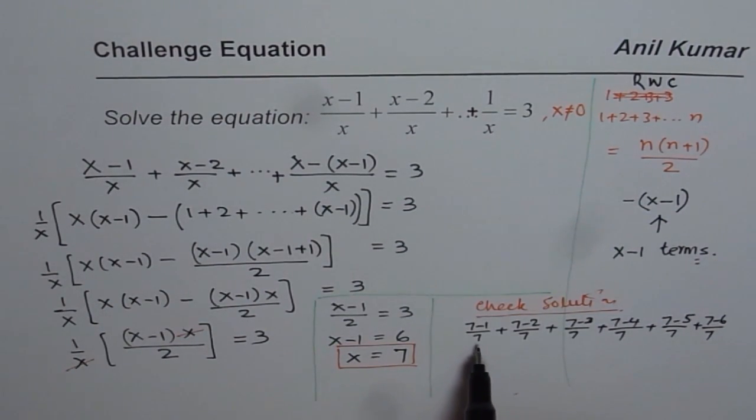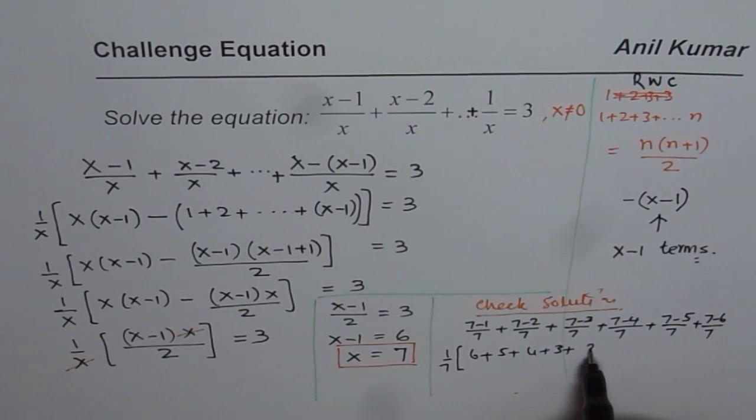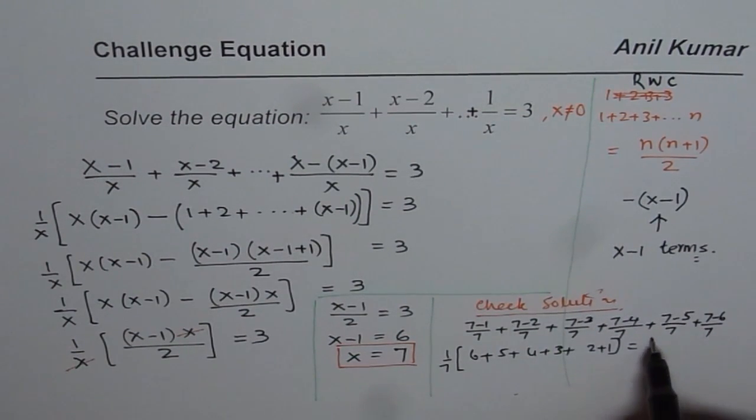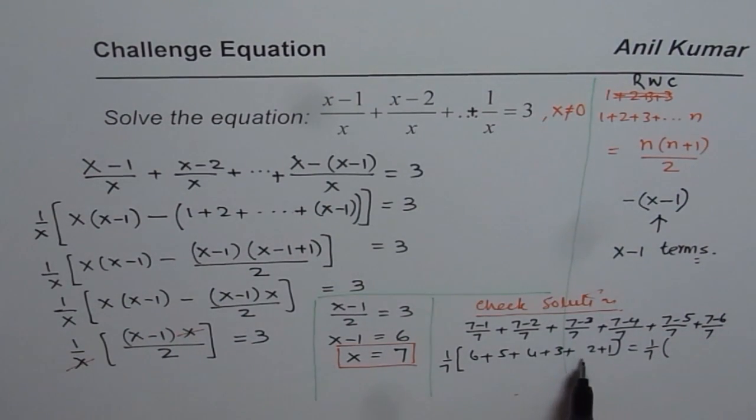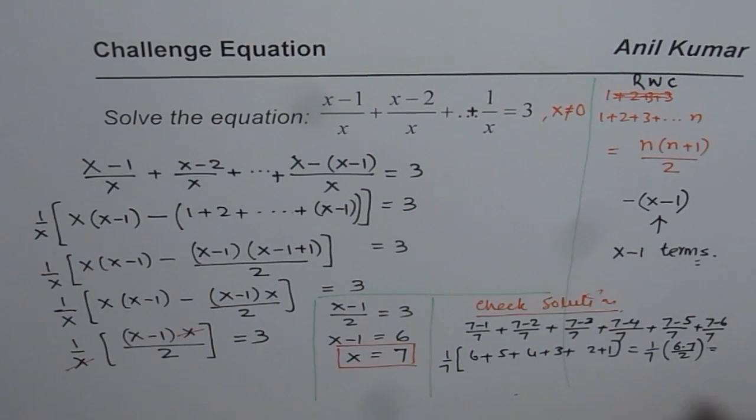So what we get here is 7 as the common denominator. Let me write 1 over 7 here, and within brackets we have 6 plus 5 plus 4 plus 3 plus 2 plus 1, correct? Which is 1 over 7 times, and this is how much? 6 times 7 divided by 2, right? You can actually add and confirm that, and the 7 and 7 will cancel. 6 divided by 2 is 3, right? So we get the answer 3.